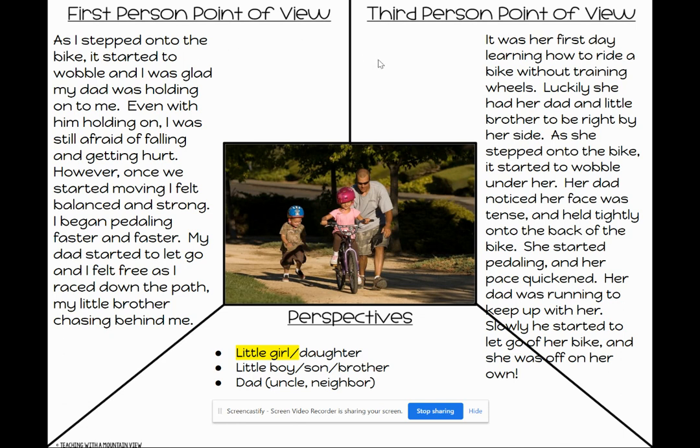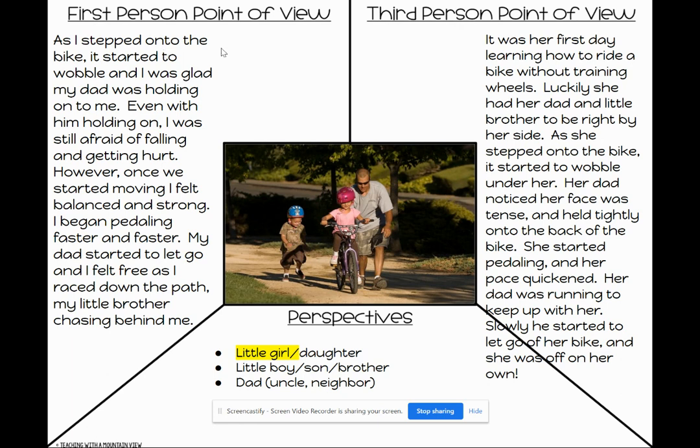Versus third person point of view would be as if you were someone watching her learn how to ride a bike. So let's say you're sitting at the park and you're watching this happen. That would be third person. First person would be putting yourself in her shoes, pretend you are the little girl riding the bike, and that's how you would ride it. So I am going to read you my first person narrative of what happened, pretending I was a little girl.